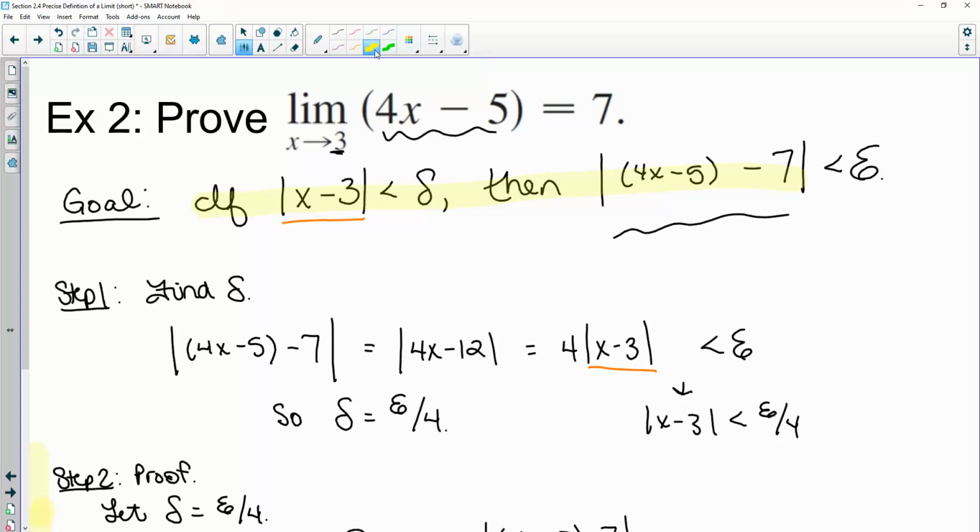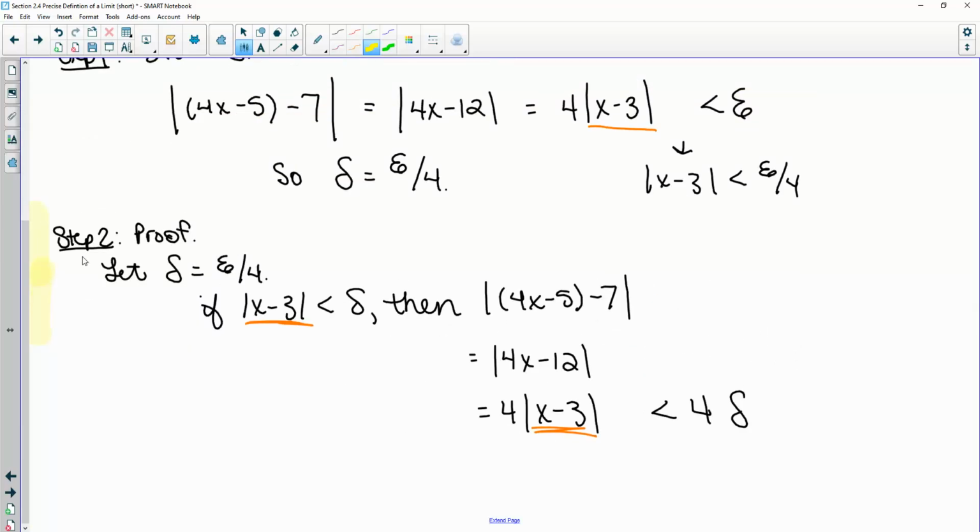the less than. What's the last thing I need to complete my proof? We need the epsilon. So let's come back. Is there any way we can get this epsilon in here? What is delta equal to? And 4 times epsilon over 4 is epsilon. So I have, if the absolute value of x minus 3 is less than delta, then this is less than epsilon.